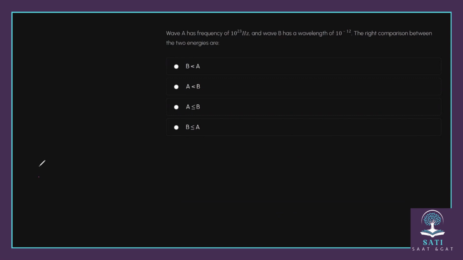Wave A has a frequency of 10 to the power of 23 hertz, and wave B has a wavelength of 10 to the power of negative 12. The right comparison between the two energies is what? Now this one, when we say B is less than A, we are talking about energy. That means energy of wave B is greater than energy of wave A, or energy of wave A is less.